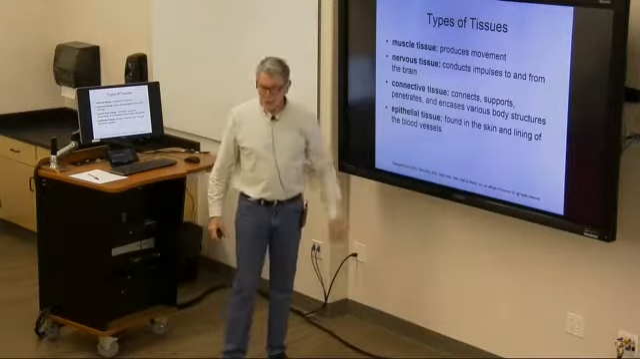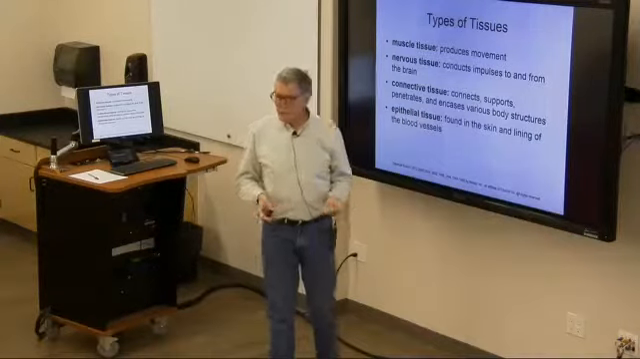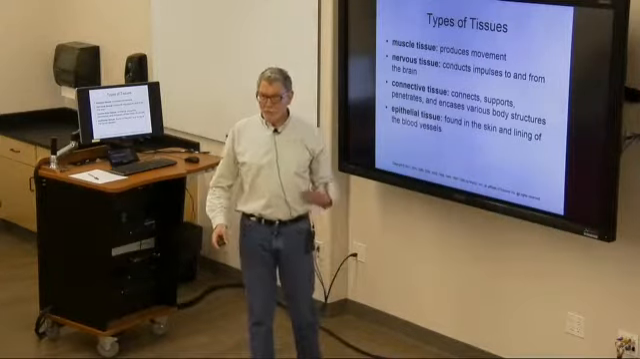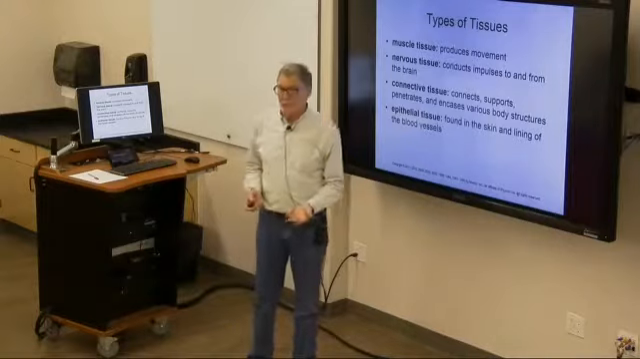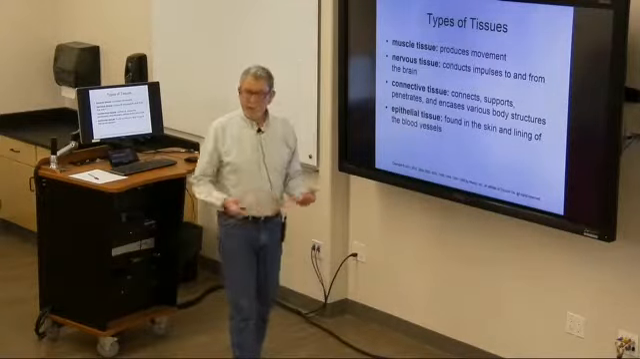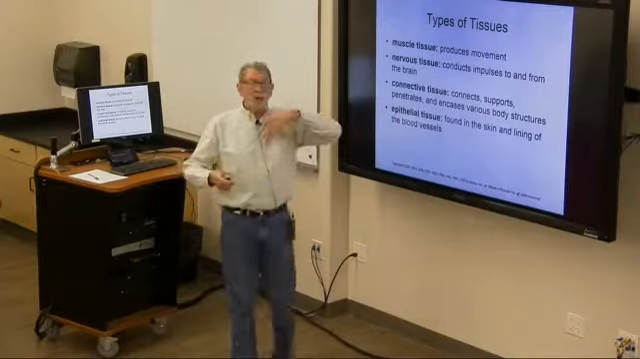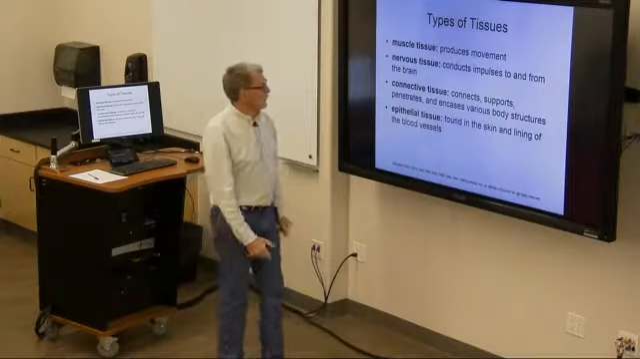Connective tissue are your tendons, your ligaments, your bones, and various other kinds of fibrous connective tissue that hold you together. Blood is also a connective tissue. It connects all parts of your body by sending hormones back and forth and signaling molecules.